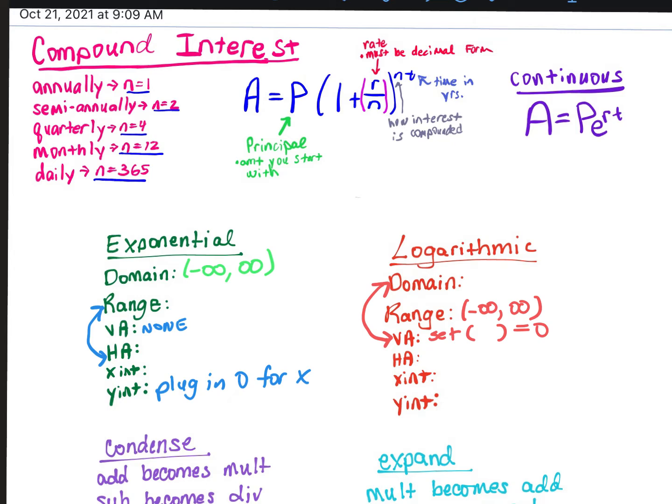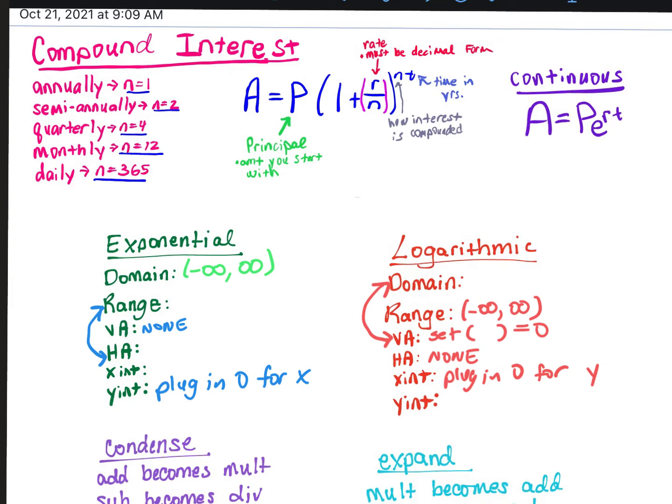Your horizontal asymptote will be none. Your y-intercept a lot of times, I'd say 90% of the time, is going to be none. It's not going to touch the y-axis. But how do you find the x-intercept? You plug in what? Plug in 0 for y.